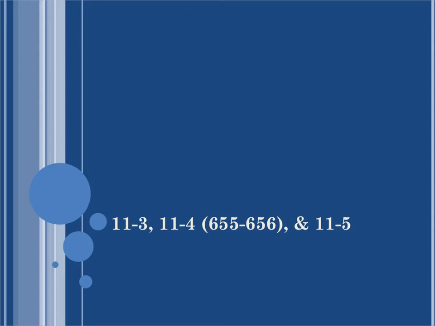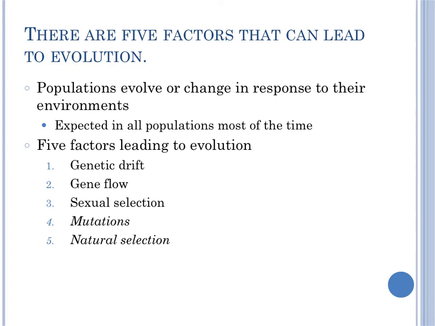Section 11.3 and 11.4, other mechanisms of evolution. So there are 5 factors that can lead to evolution. Populations are going to evolve or change in response to their environments. This is expected in all populations most of the time.